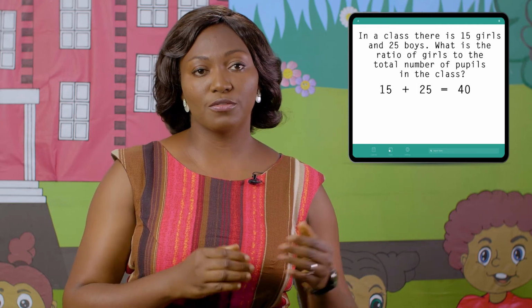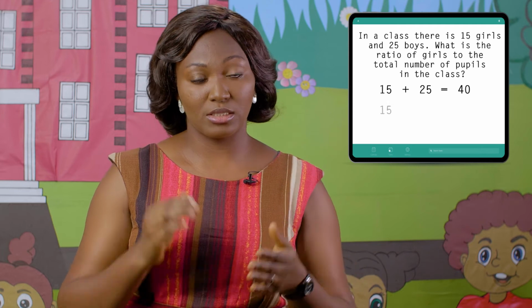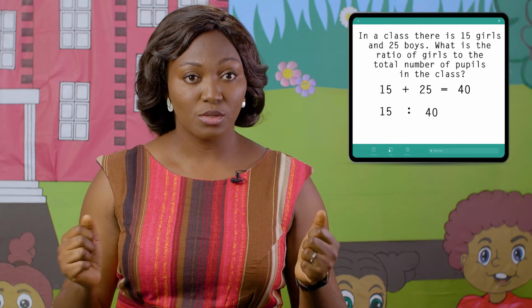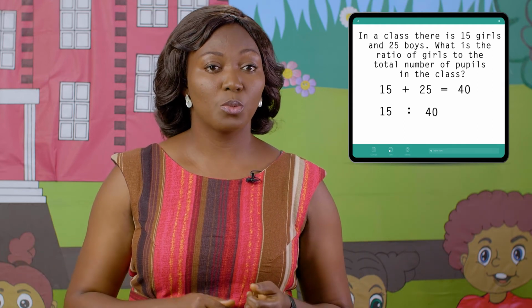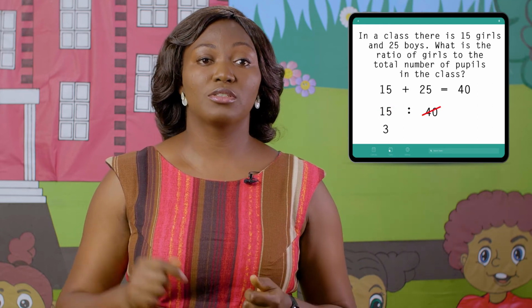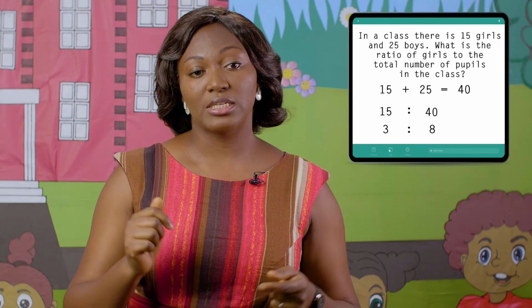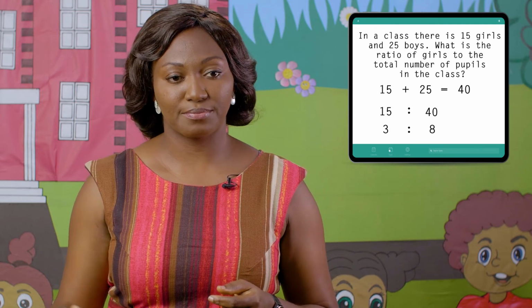So the ratio of girls to the total number of pupils will be 15:40. We simplify further, we will have 5 divided into 15 to give us 3, 5 divided into 40 to give us 8, which gives a ratio of 3:8.